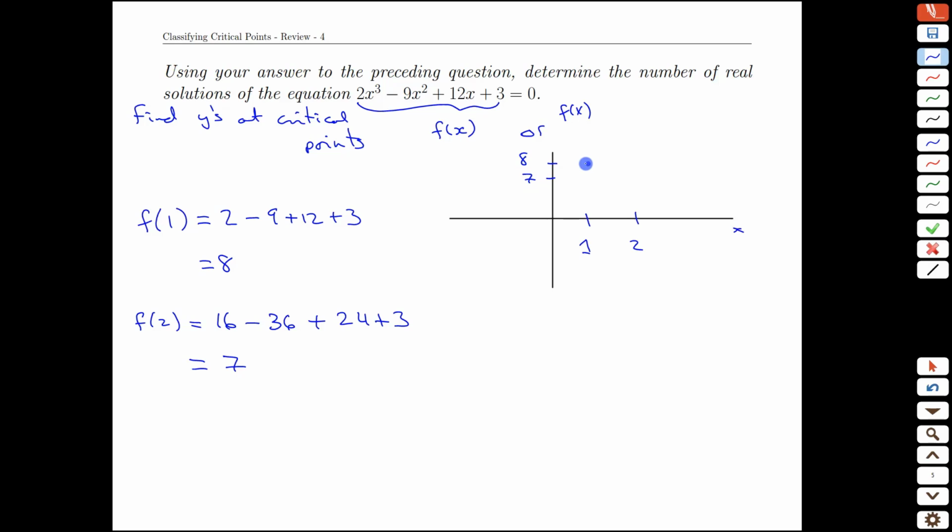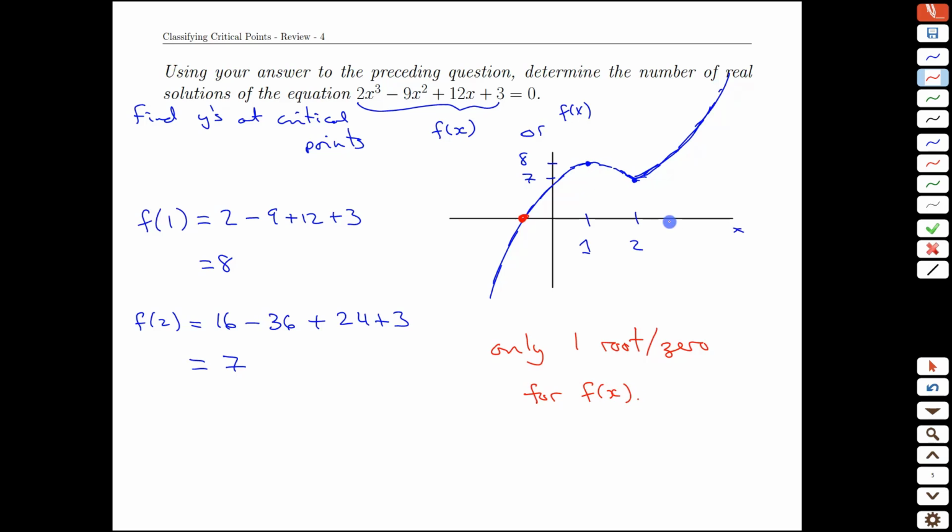We know we have a local maximum at 1. We know we have a local minimum at x equals 2. And now we know the heights. And so regardless of the details, the overall shape of the function has to be this shape here. And in particular, there can only be one crossing. Only one root or zero for our function, for our f of x.